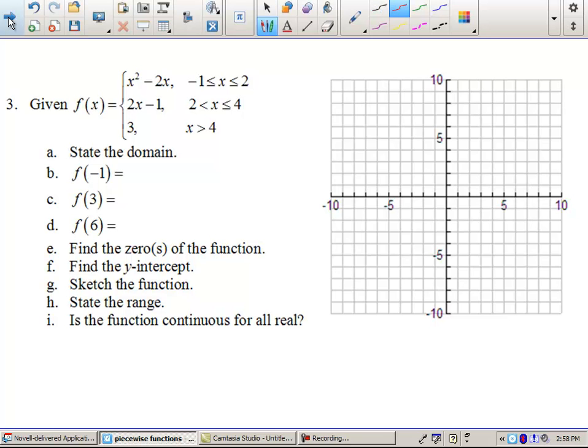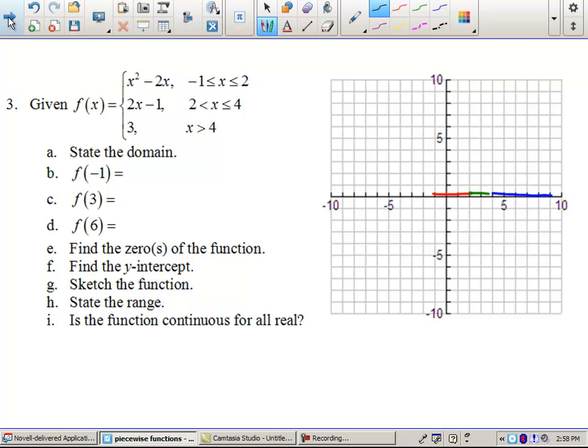The first piece, x squared minus 2x, is going to go from -1 to 2. And so my x value, I know that's not the function, but that's where my x values belong. The second function is going to go from 2 to 4. And the third function is going to be everything after 4. I just put that there so you can kind of see where my graph is supposed to be.